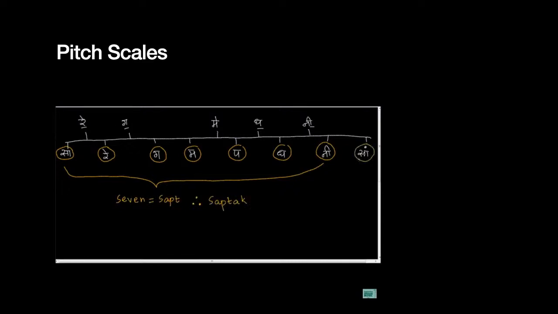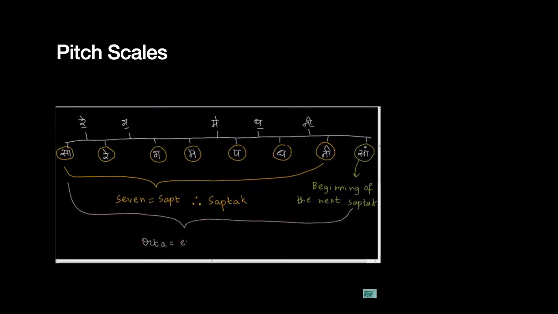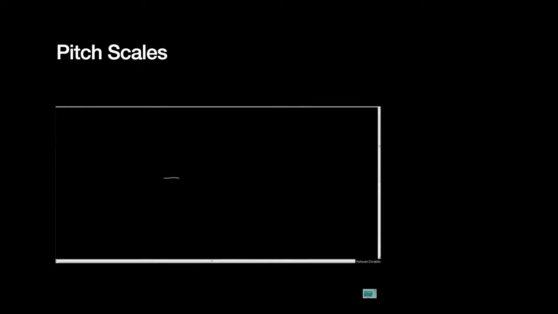The upper sa is theoretically not part of the saptak, and it is said to be the start of the next saptak. However, practically it is essential because it gives a closure to the previous saptak. In Western music, saptak is called an octave, octa meaning 8, because the 8th note or upper sa is also considered a part of the frequency space. In Indian classical music, generally 3 octaves are brought to use.